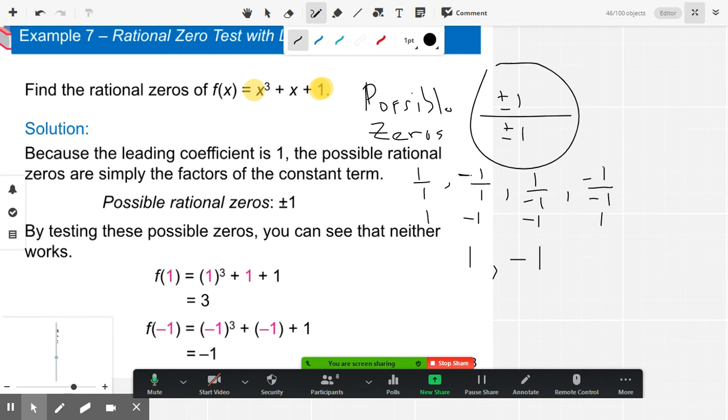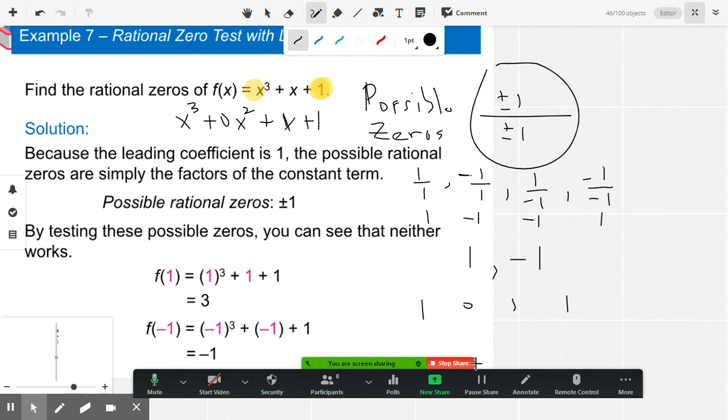Now, what I can do is use synthetic division to see if either one of those is an actual zero. If I was wanting to factor x cubed plus x plus 1, what I could do is use synthetic division. If I was wanting to divide, I would have to use a 0x squared plus x plus 1. And then to use synthetic division, I would use 1, 0, 1 and 1.